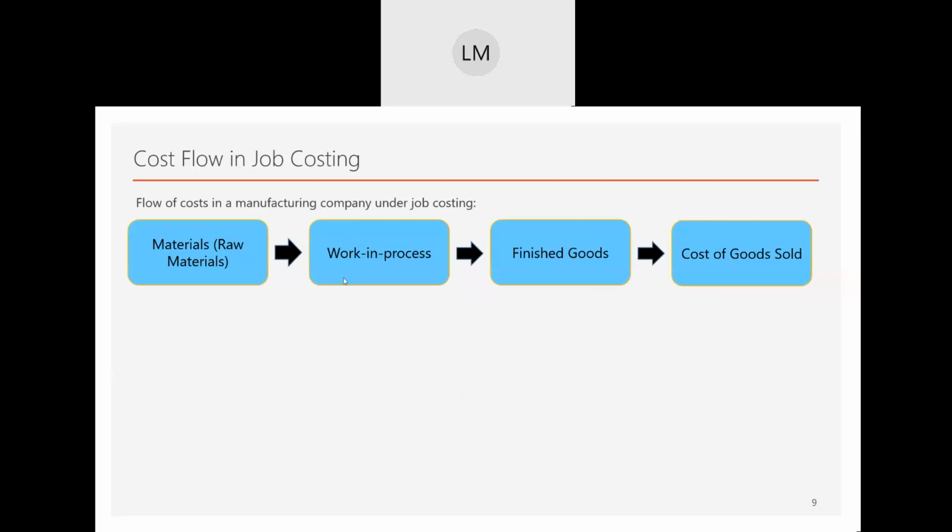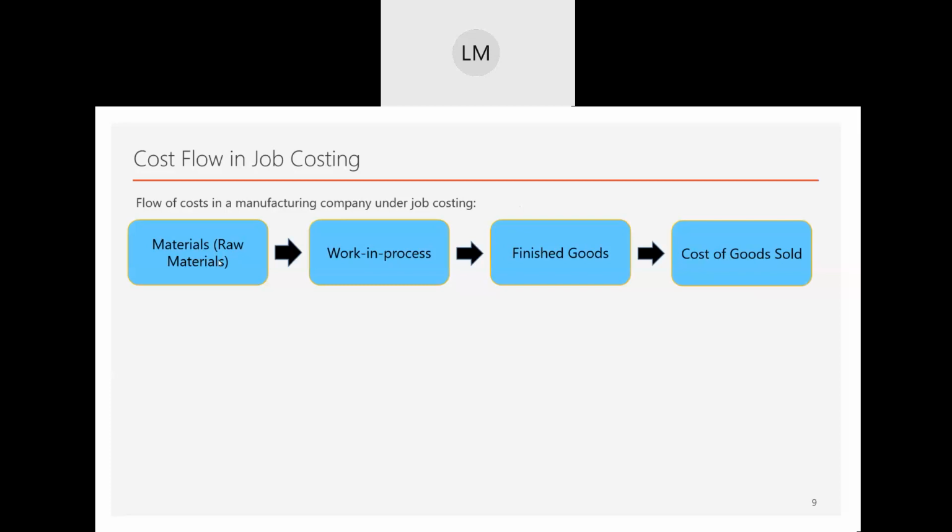Once we are making and converting those materials into finished goods, we then transfer that to the finished goods, and then once they're sold, they are expensed off on the income statement as cost of goods sold.